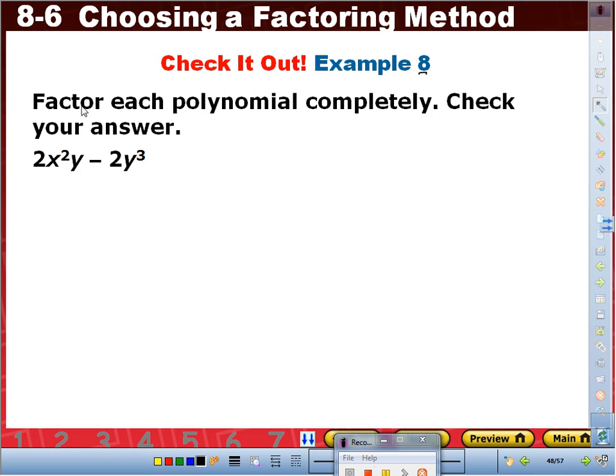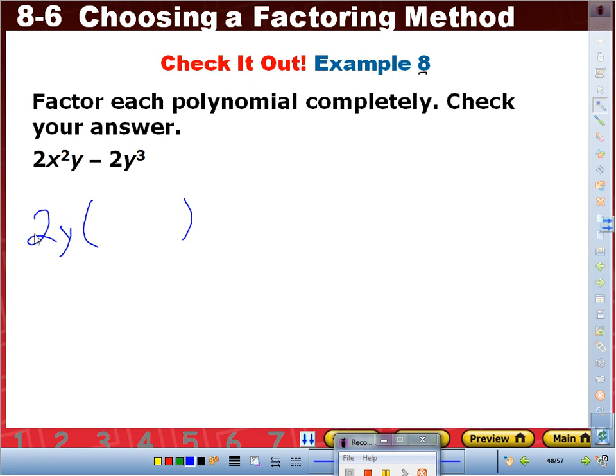Example 8, they're telling us factor each polynomial. That means that it can be factored. Okay? Now, on the other one, we didn't check, but we'll check this one just to make sure that we got the same answer. Let's see. So, step 1, GCF. What is my GCF? First of all, 2. What is another thing that each term has? Y. So, therefore, my GCF is 2y.